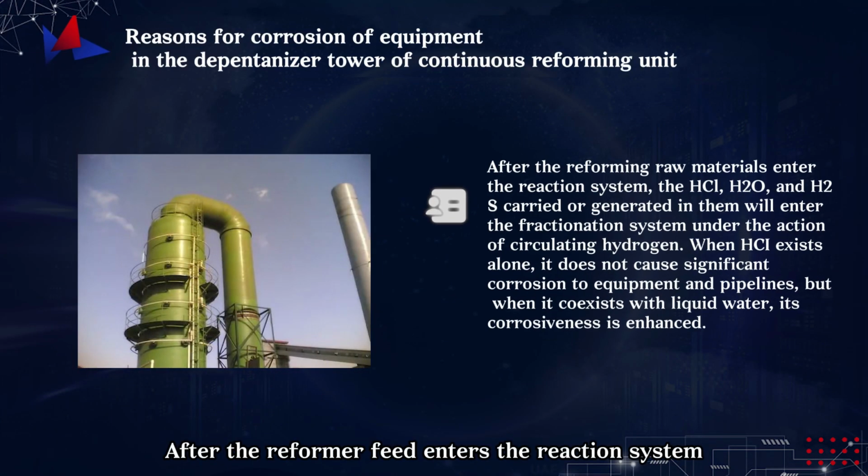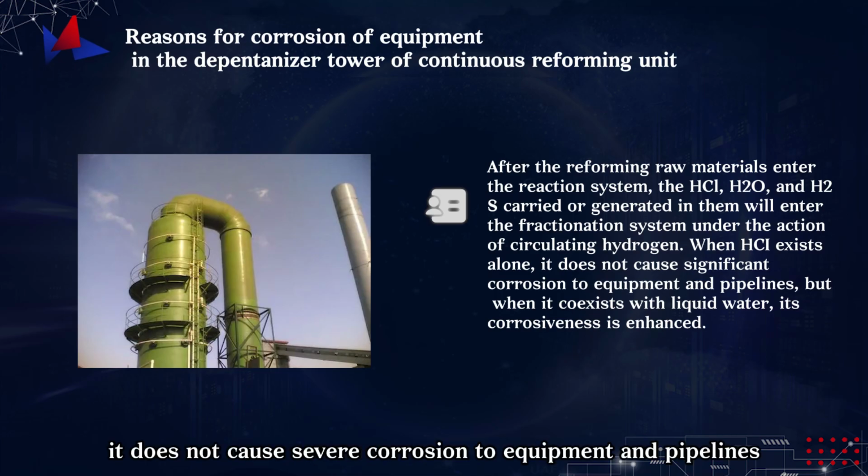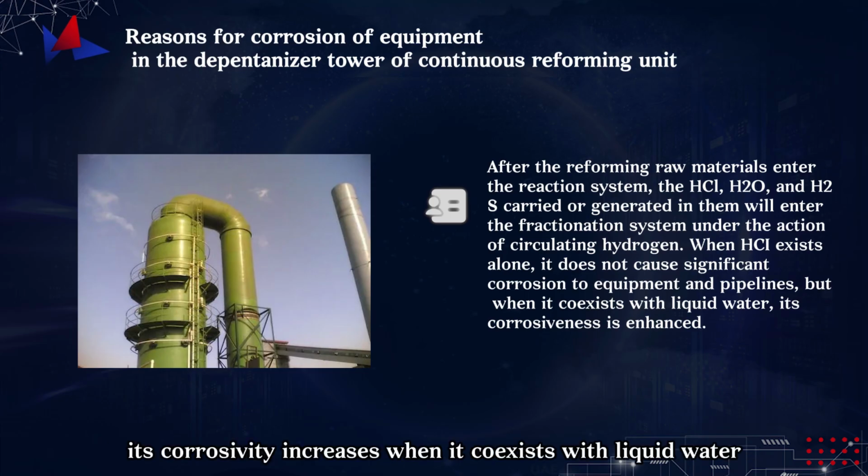After the reformer feed enters the reaction system, the hydrogen chloride, water, and hydrogen sulfide it contains or generates will enter the fractionation system carried by the circulating hydrogen. When hydrogen chloride exists alone, it does not cause severe corrosion to equipment and pipelines. However, its corrosivity increases when it coexists with liquid water.